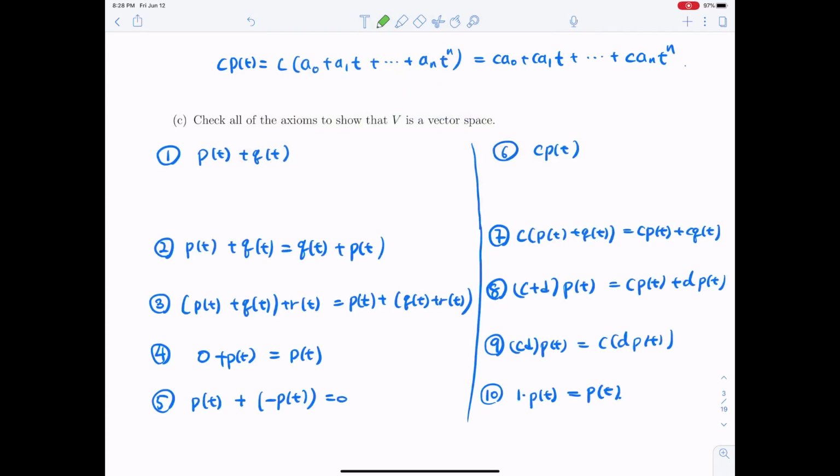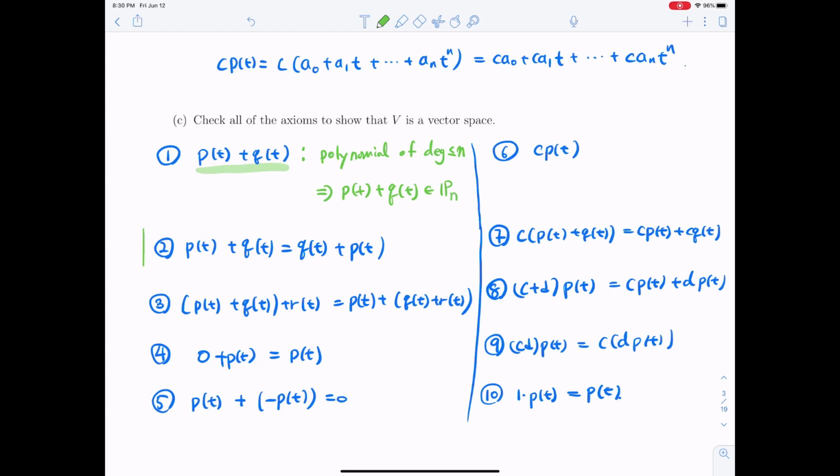Okay, so let's solve this problem together. I copied all the axioms below. The first thing we have to check is whether the space is closed under addition, which means P of t plus Q of t has to be an element of the given space P sub n. We know that adding two polynomials does not increase the degree of the polynomial. So P of t plus Q of t is a polynomial of degree less than or equal to n, and this implies that P of t plus Q of t belongs to our space P sub n.